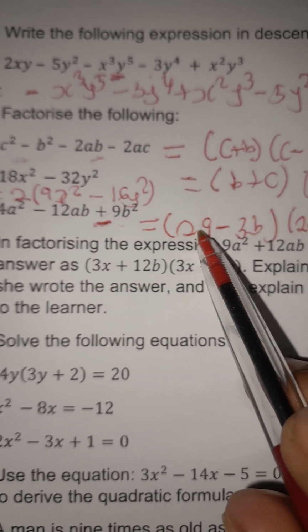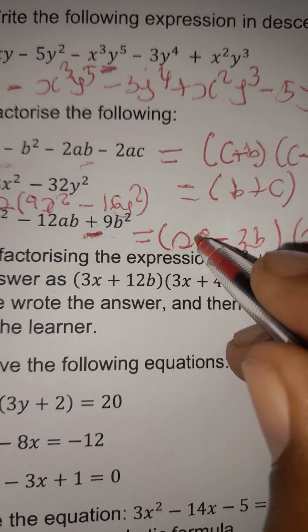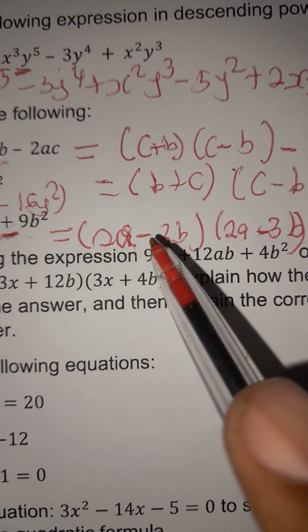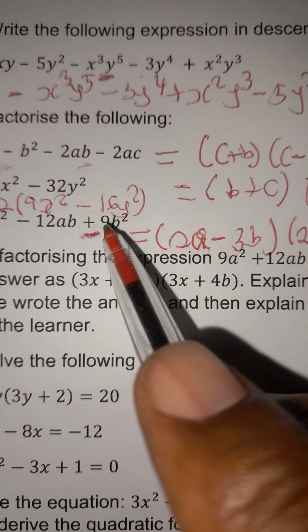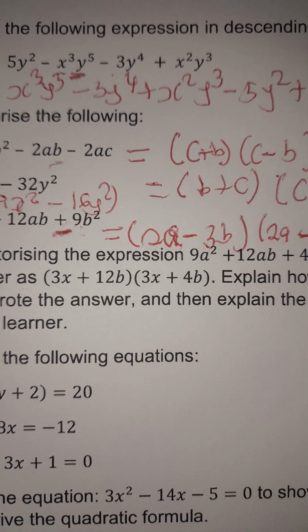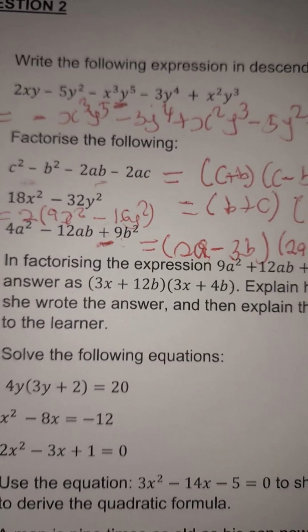You can check back by saying 2a times a, that will be 4a squared. It's not 9 here, it's a, guys. 2a times 2a, it's 4a squared. And negative 3b times negative 3, that will be 9b squared. You can also check using a FOIL method so that you confirm that your answer is correct.